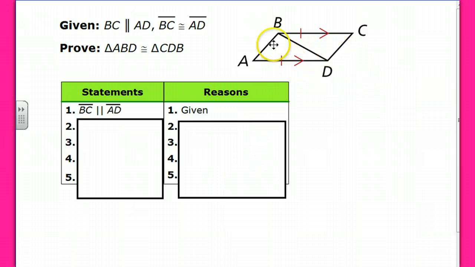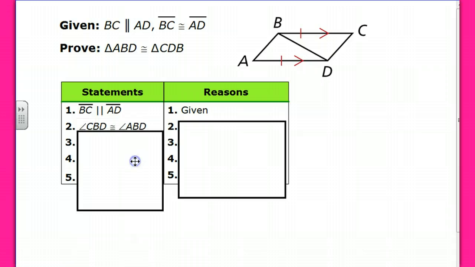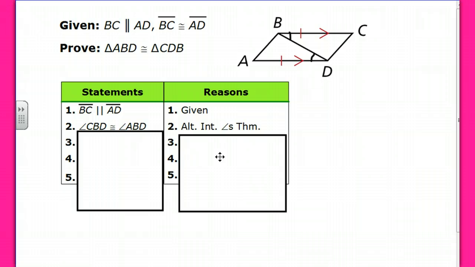If BC is parallel to AD, we might want to say something with that, right? So we could say that angle CBD is congruent to angle ABD. So let me draw that in. We have this angle here is congruent to this angle here, and that was based on the parallel lines with a transversal, right? So we have, what do we call those? Alternate interior angles.